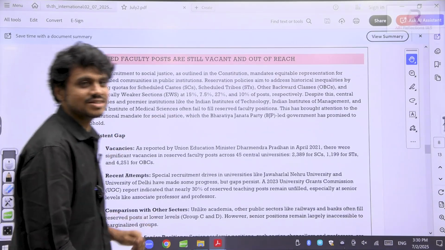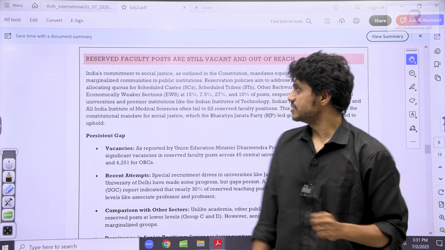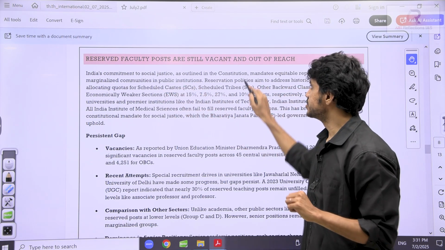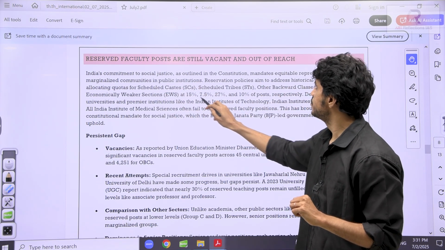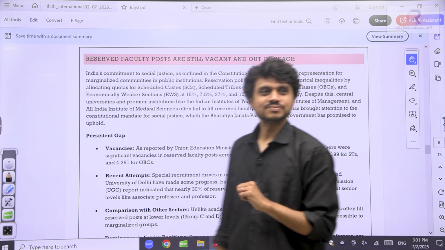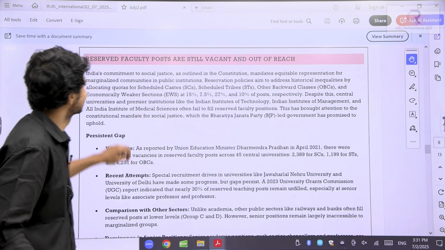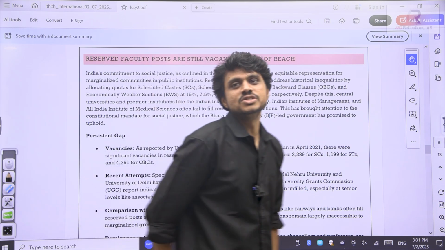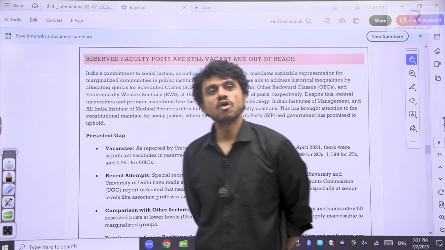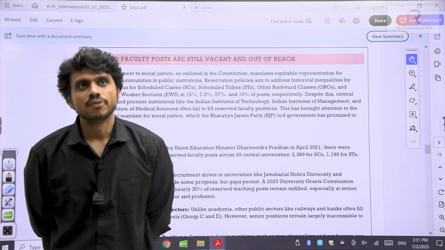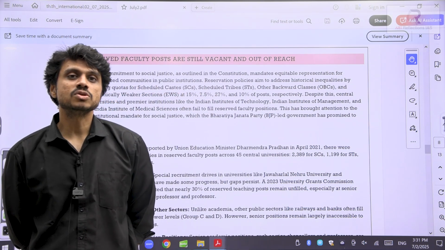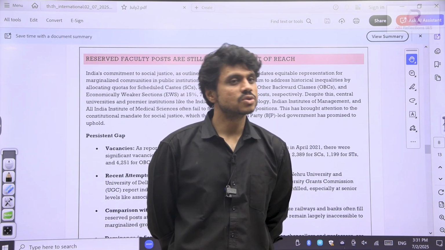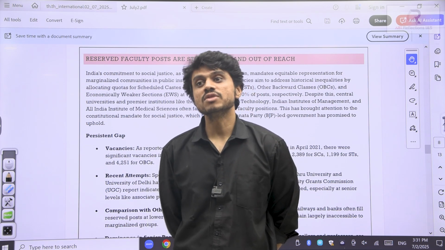So that is about the reservation. Government provides reservation. Initially, the reservation was only for the scheduled castes and scheduled tribes, 15% and 7.5%. But later on, the Mandal Commission was formed, and it said that not just the scheduled castes and scheduled tribes, but many other communities are also backward and need protection. That's why OBC reservation was provided after the Mandal Commission.